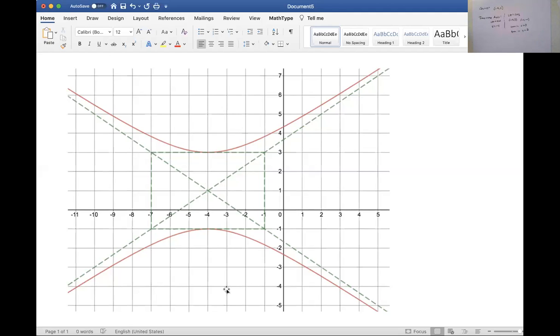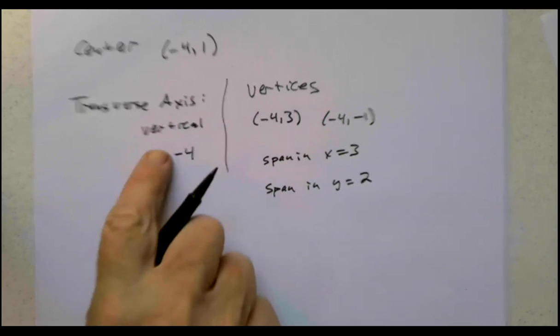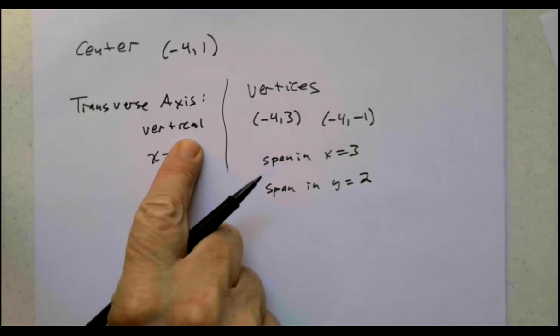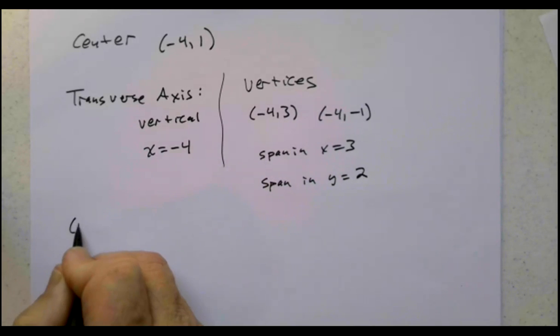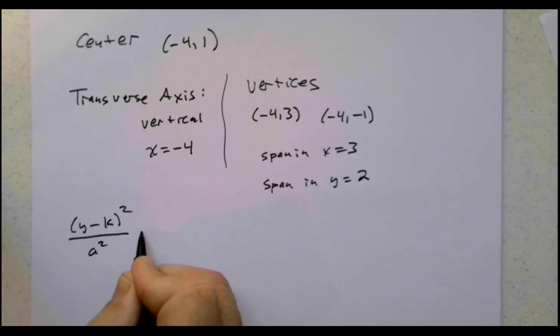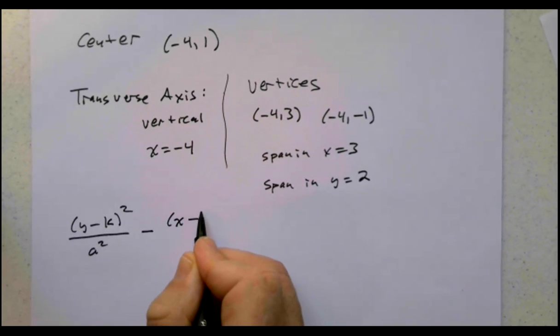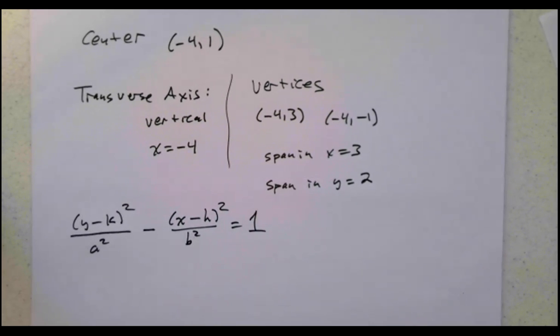Well, that's enough for us to get the equation of the hyperbola as well as the equation of the asymptotes. So let's remind ourselves of the general form. This transverse axis is vertical, which means y will come first. If the transverse axis is horizontal, x comes first, but here y comes first. So the general form: y minus k squared over a squared minus x minus h squared over b squared equals 1. You could switch a squared and b squared depending on your textbook. It doesn't really matter. But a squared is the span in y squared, and by my definition here, b squared is the span in x squared.